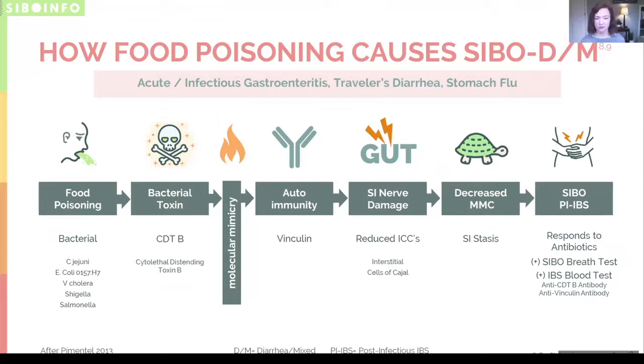That's what that is. And now this is a situation, SIBO, that responds to antibiotics because it's a bacterial overgrowth, and we can see a positive SIBO breath test. And we can also see a positive IBS blood test.